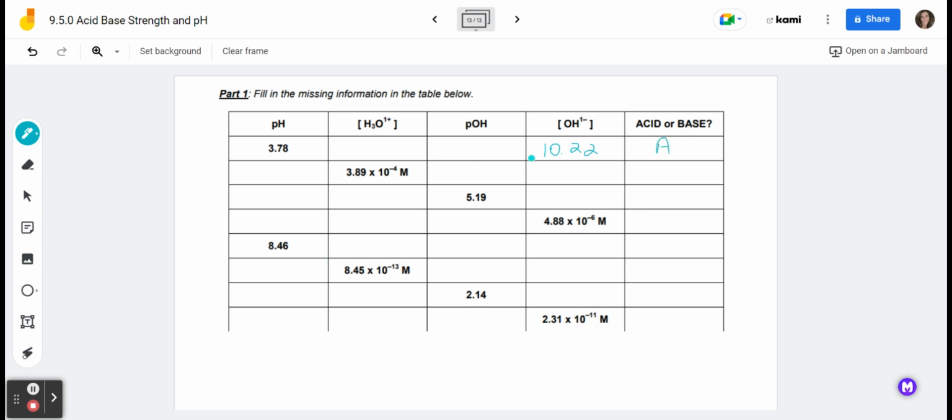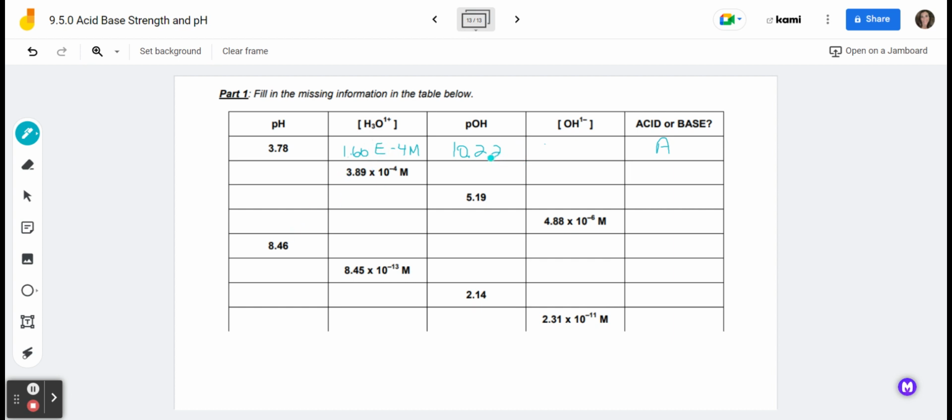Now what I can do is, I think I just put it in the wrong spot. Sorry, this is 10.22. So let me erase that. Okay, so what I can do now is I can take, if I'm given pH and I want to figure out hydronium, I'm going to hit second function log negative 3.78. And I get, I have to put mine in scientific, 1.66 E negative 4 molar.